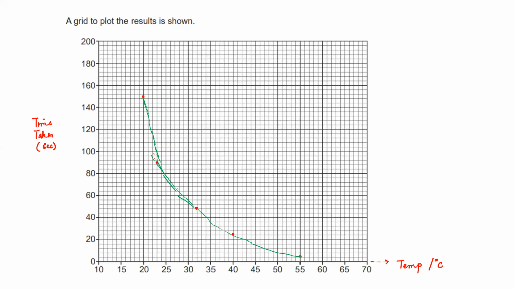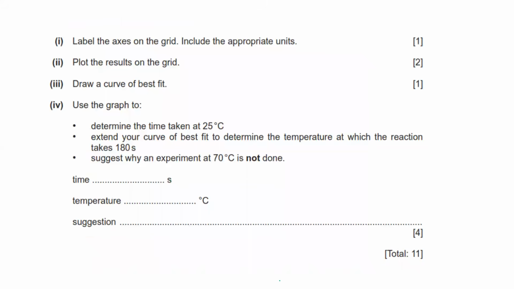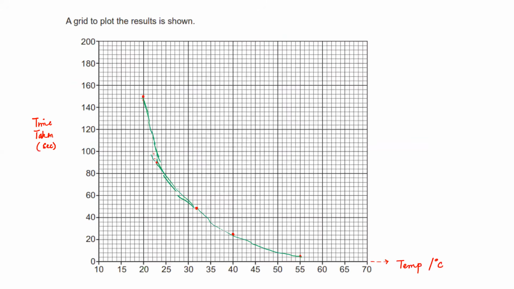So once you draw the curve, then it says determine the time taken at 25 degrees centigrade. Extend your curve to best fit the determined temperature at which the reaction takes 180 seconds. Okay, so at 180, it would be something like this.